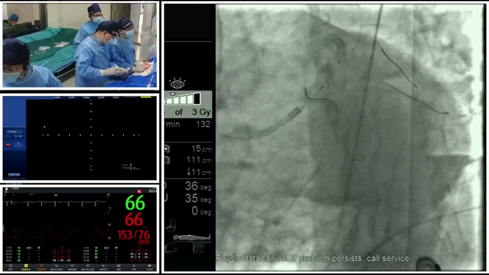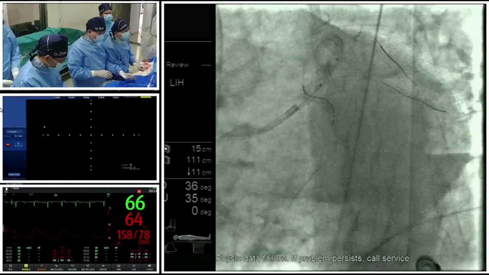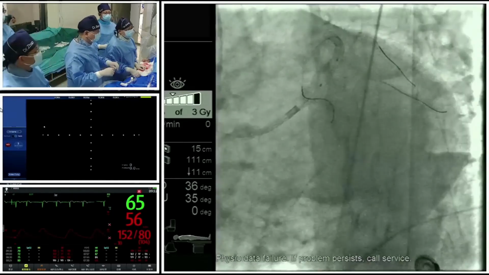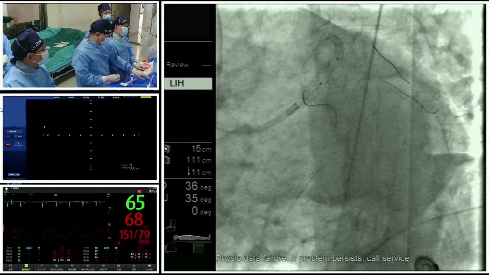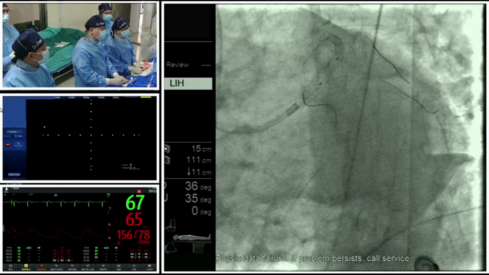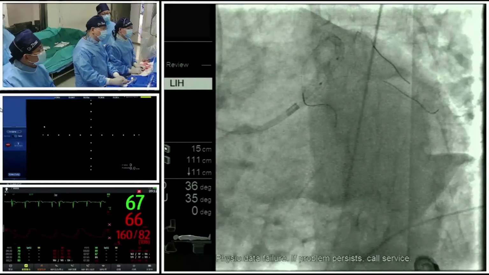For this patient, of course, this is very important for the strategy selection and the procedure and the technique. For this patient, the circumflex is smaller, and the diagonal side branch is much larger and also has a significant lesion.